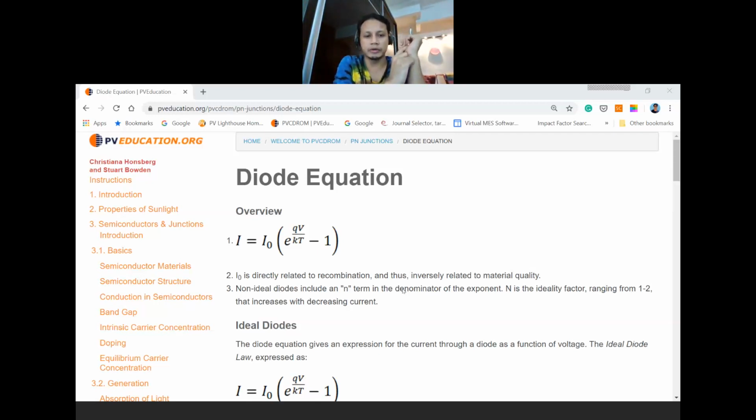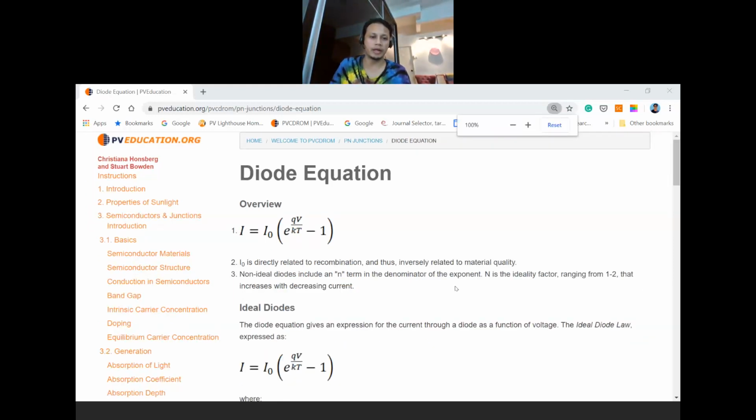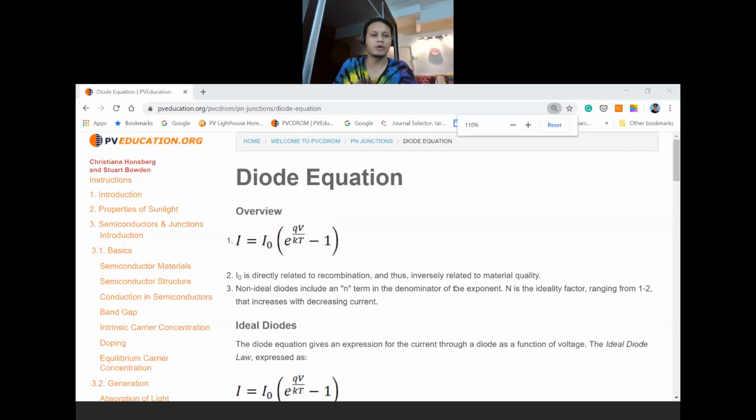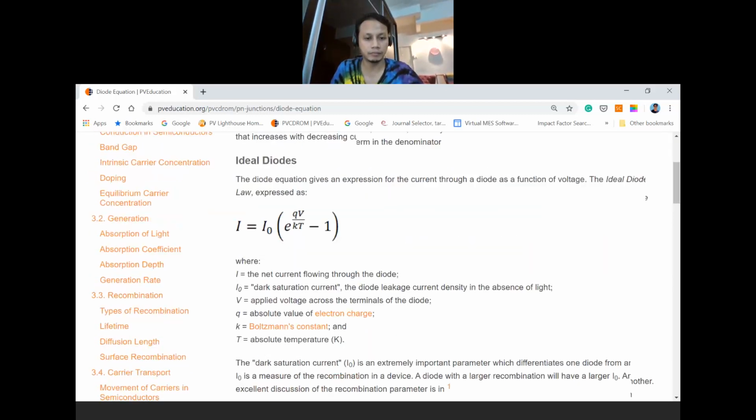Non-ideal diodes include an N term in the denominator of the exponent. N is the ideality factor, ranging from 1 to 2, that increases with decreasing current. So what we are looking at now is an ideal diode equation. That means you don't see any N here, right? You don't see any N. However, when you talk about the non-ideal diode equation, you will have N. I'll show you later on. Let me just show you.